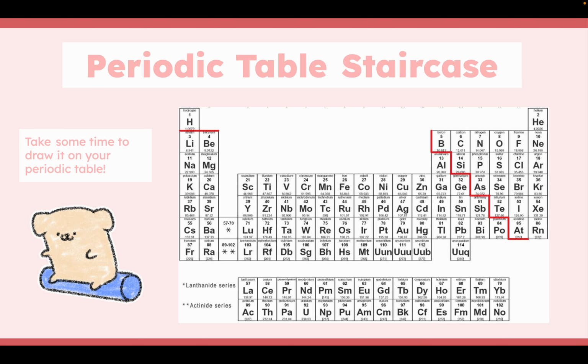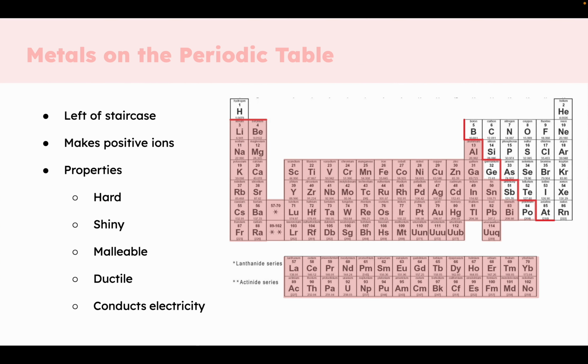Now, another important part of the periodic table is something that's known as the periodic table staircase. So this is really important to draw on your periodic table, and you'll see why in a moment. To determine where the metals are on the periodic table, you'll look on the left of the staircase. Metals create positive ions, and they are hard, shiny, malleable, ductile, and conduct electricity. And you can see they're all highlighted in red here.